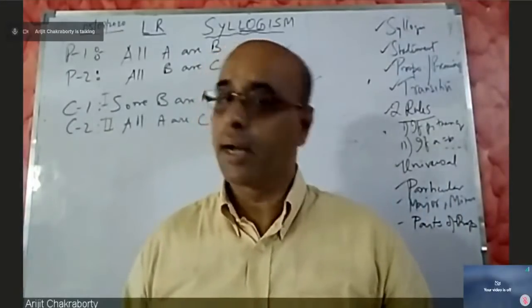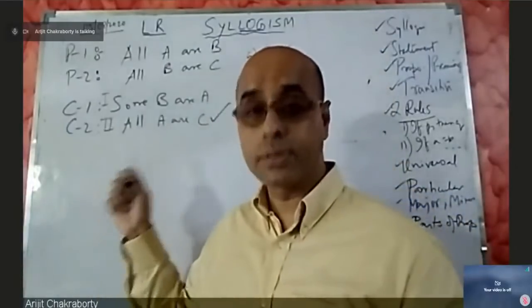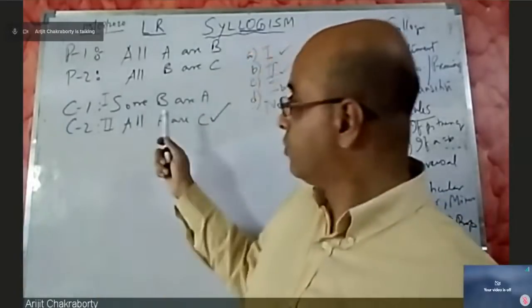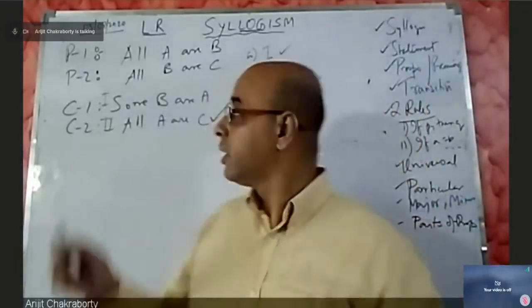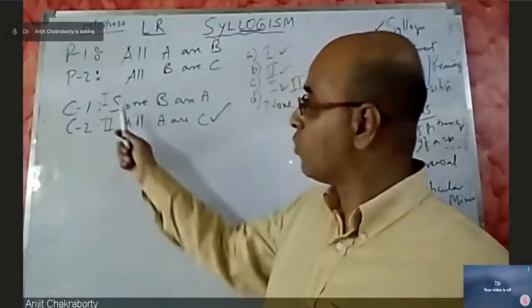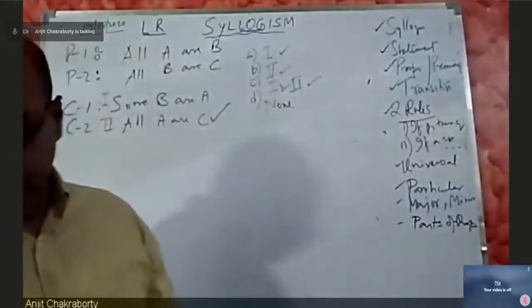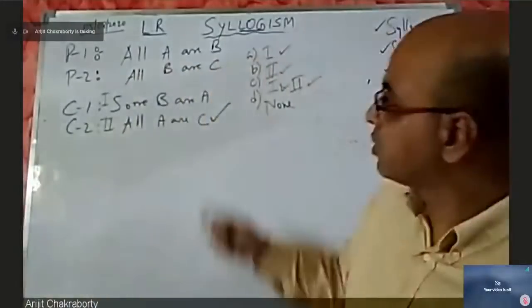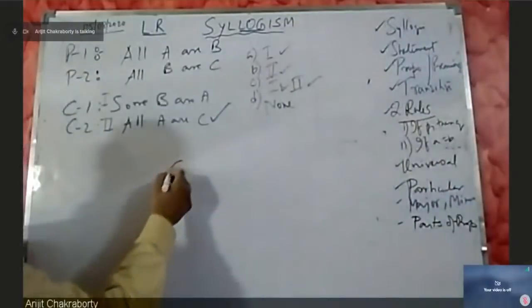What do you suggest? Let's draw a Venn diagram and see whether this logic is true. I think all A are C, you are all clear with this. No doubts. Let's see conclusion number 1, whether it is true. So I'm drawing a Venn diagram. Now you have seen the question says all A are B. So I'm drawing like this.